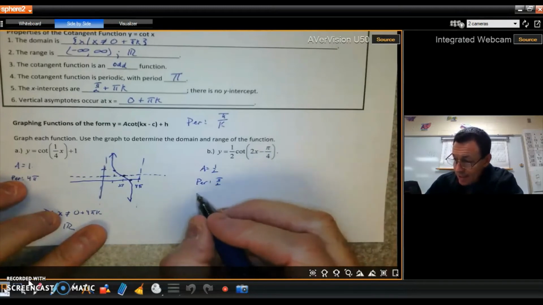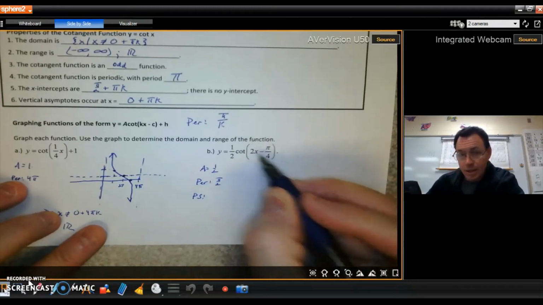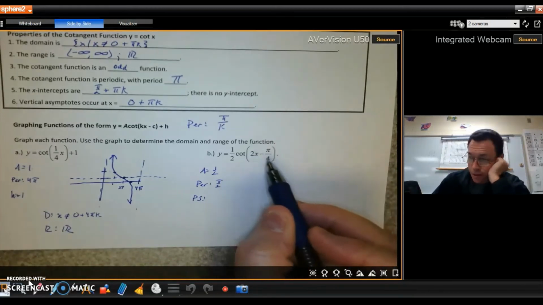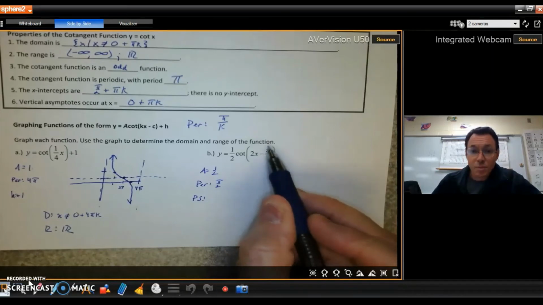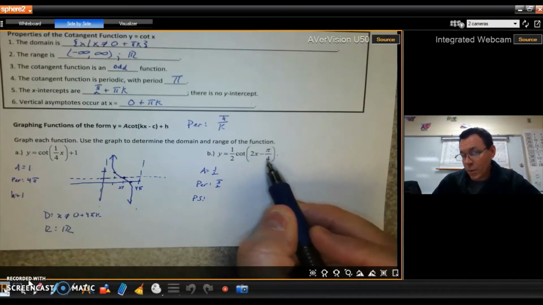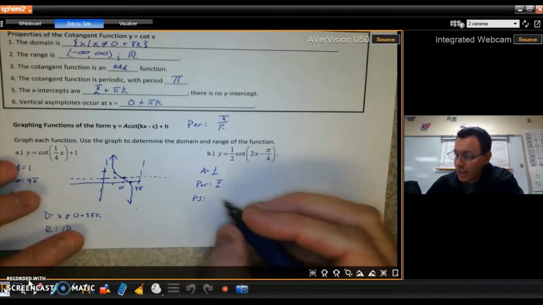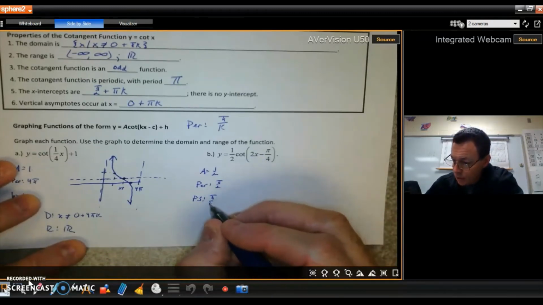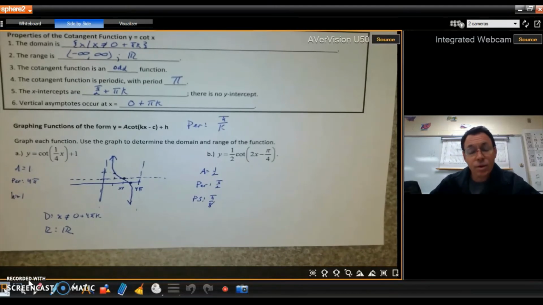Phase shift, same phase shift. Don't do anything. It's just the opposite of this divided by this. So what's that going to be? The opposite of negative pi over 4 is pi over 4, but then we're going to divide that by 2. So if you already have a denominator of 4, and now you're dividing by 2, it is going to be pi over 8.